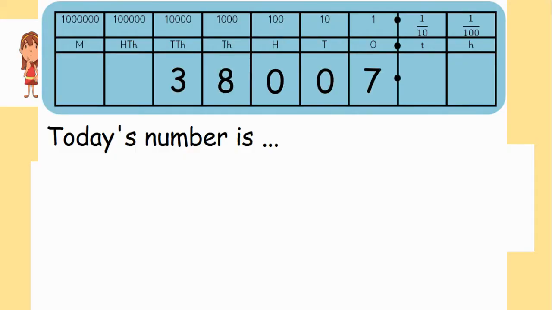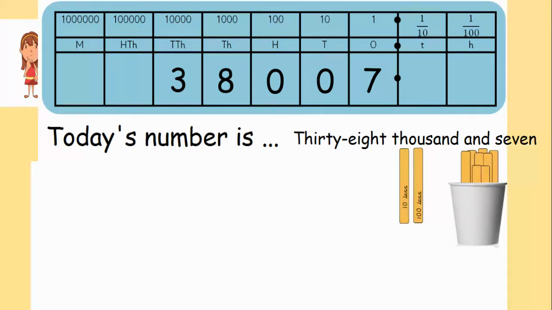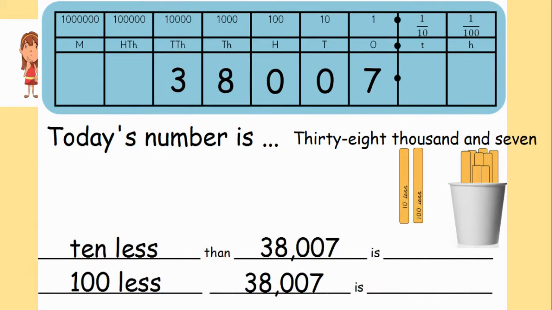We're going to start today with Patty Place Value. Today's number is 38,007. We're going to find 10 less and 100 less of this number. 10 less than 38,007 is... 100 less than 38,007 is... Press pause now to work out your answer, and then press play once you are ready to continue. Remember to use the sentence frames to help you with your answer.